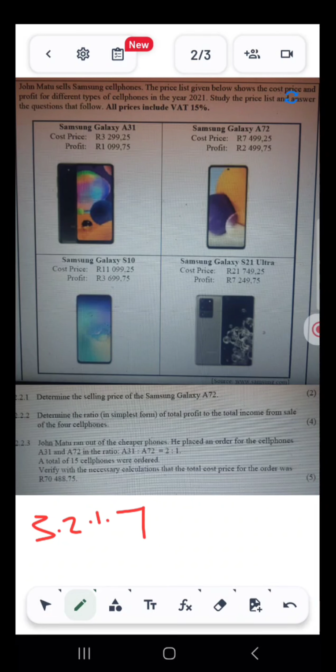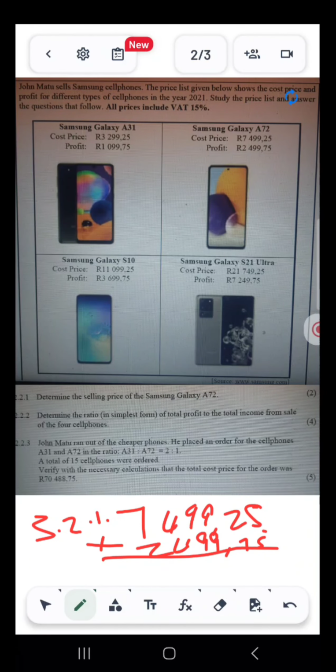We have our cost price, which is 7,499.25 plus our profit, which is 2,499.75. So when we add these two, our final answer is 9,999 rands. Of course, you must write the SI unit, it's rands, right?